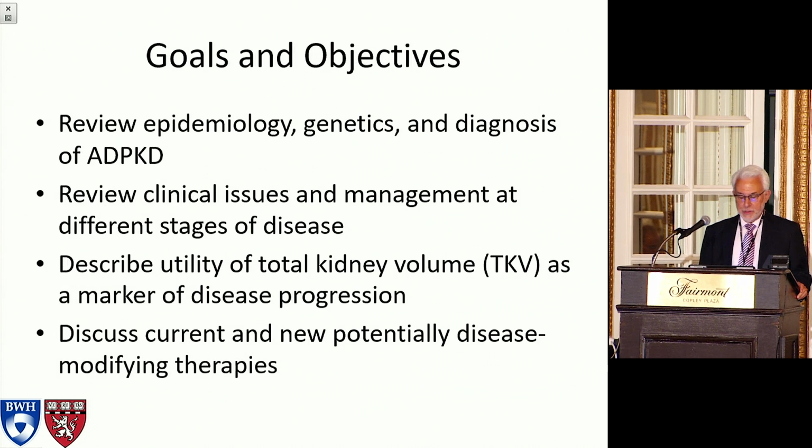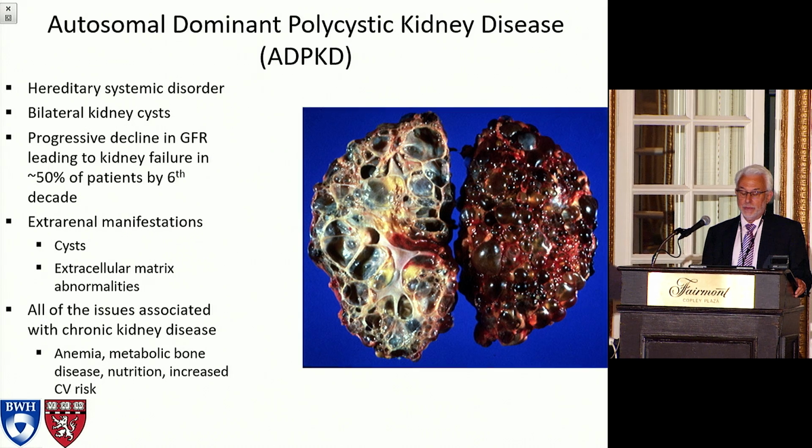So the goals and objectives of this talk are shown on this slide. I'm going to review briefly the epidemiology, genetics, and diagnosis of ADPKD. I'm going to review clinical issues and management at different stages of the disease. I'm going to describe the utility of total kidney volume as a marker of disease progression. And I'm going to discuss current and new potentially disease-modifying therapies.